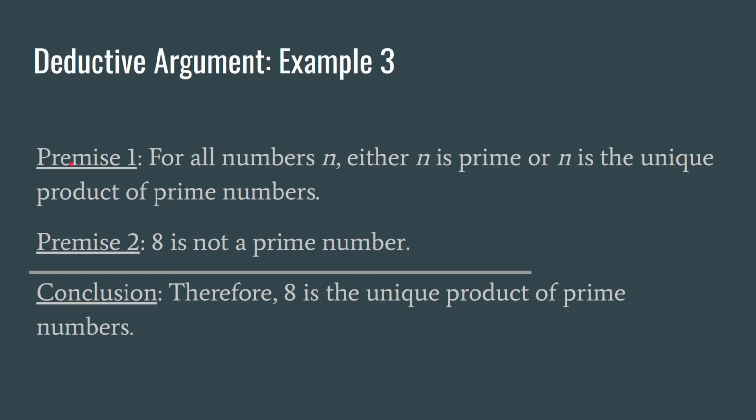Very important. Our first premise is that for all numbers, either that number is prime or that number is the unique product of primes. Another way to say that is that all natural numbers are either prime or they are decomposable into a unique sequence of primes. 8 is not a prime number. Therefore, 8 is the unique product of prime numbers. So deductive logic tells you how you can take sentences and transform them into new sentences while preserving any truth that was in the original sentences.